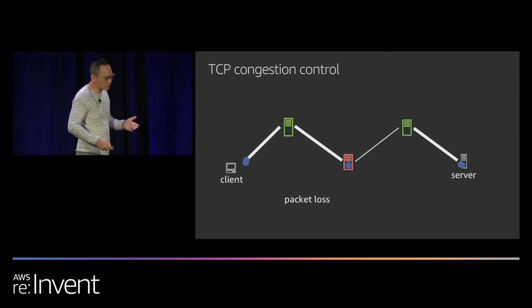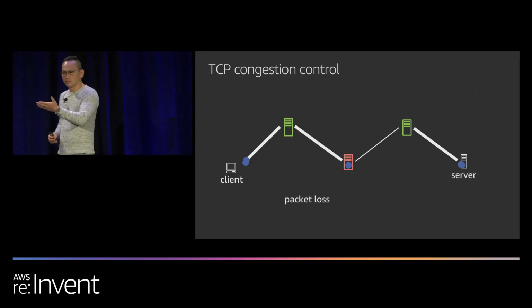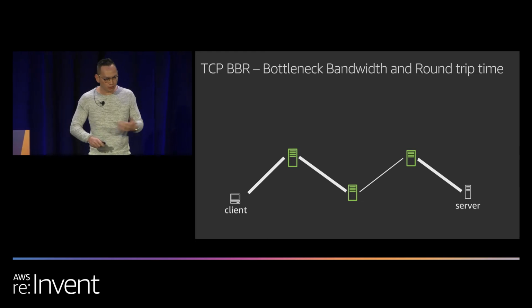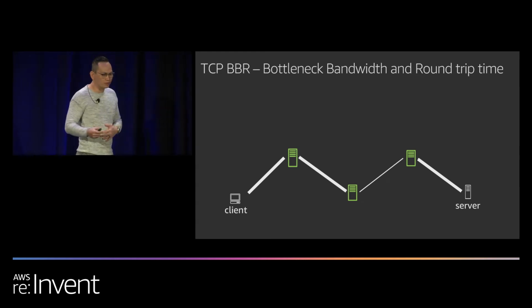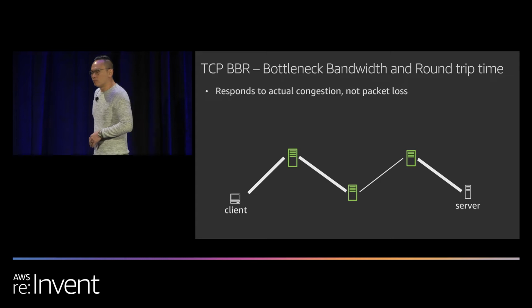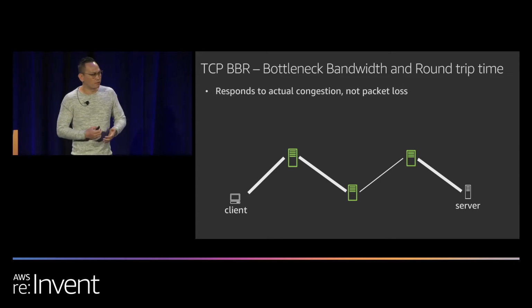For instance, a congestion control algorithm like Cubic will scale down and gradually ramp back up, right? At Amazon, we're always playing with these congestion control algorithms, and earlier this year, we deployed a new one called BBR, which was actually created by Google. And what BBR does is it manages the congestion control based off of actual congestion rather than packet loss.